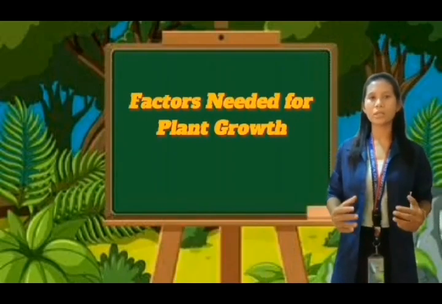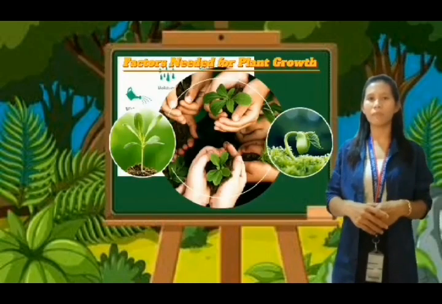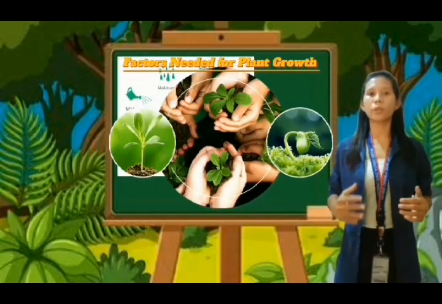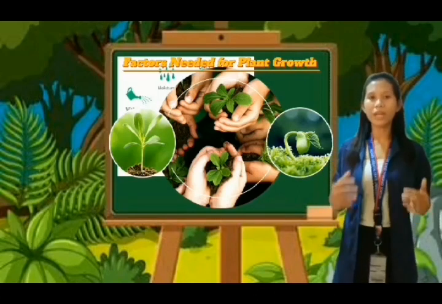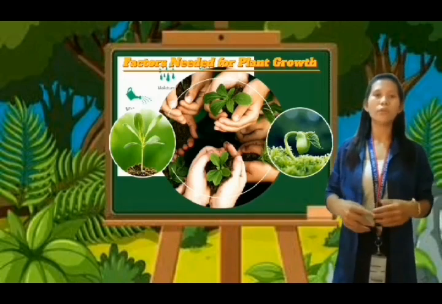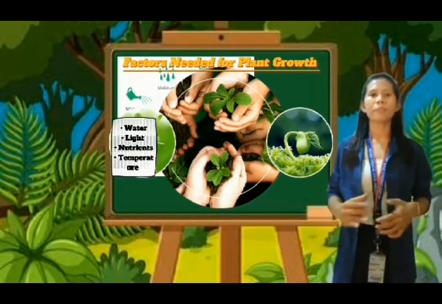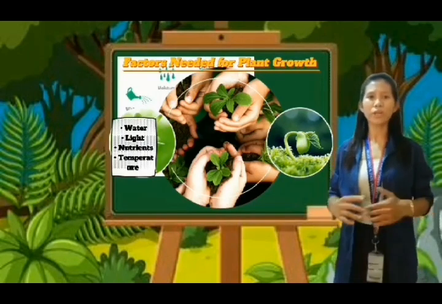Next are the factors needed for plant growth. When planting a flower bed or a vegetable garden, it is important to understand what plants need to grow. There are four main factors which can affect the growth of your plants. They are water, light, nutrients, and temperature.